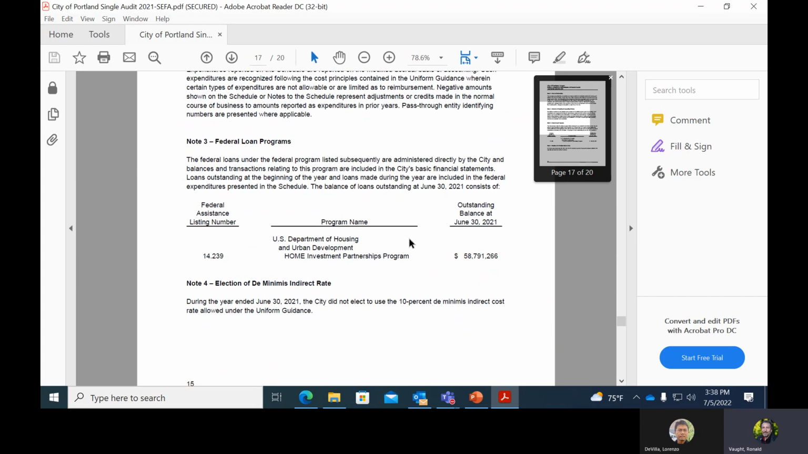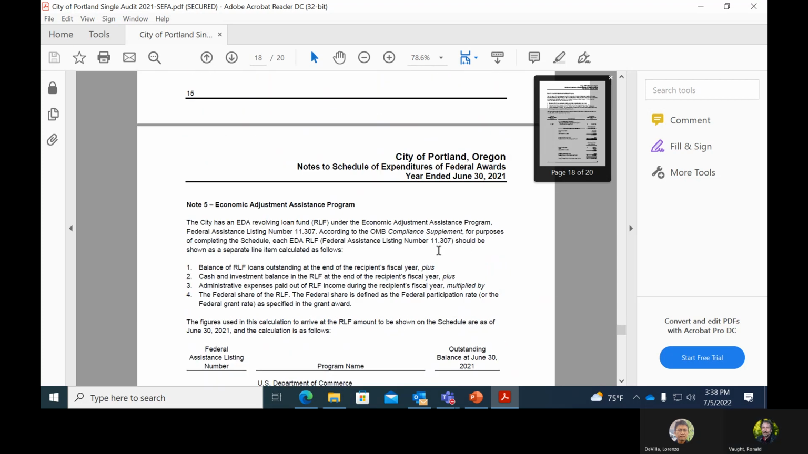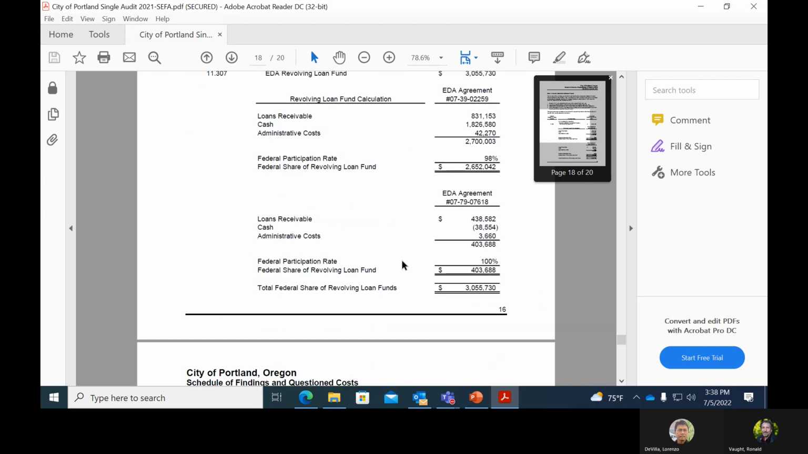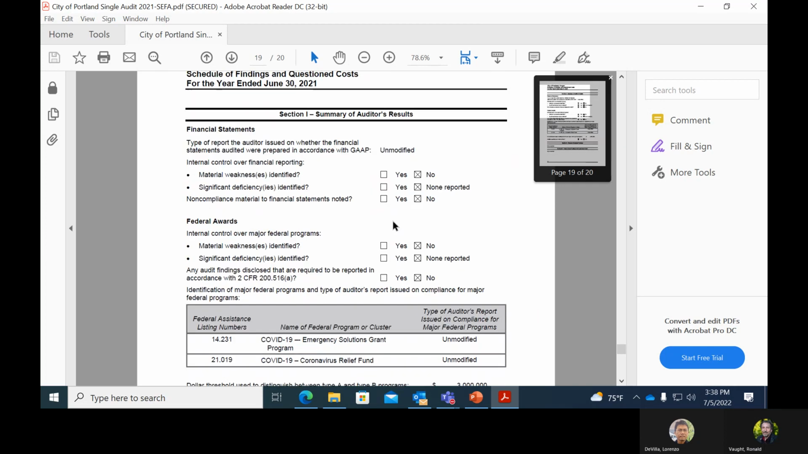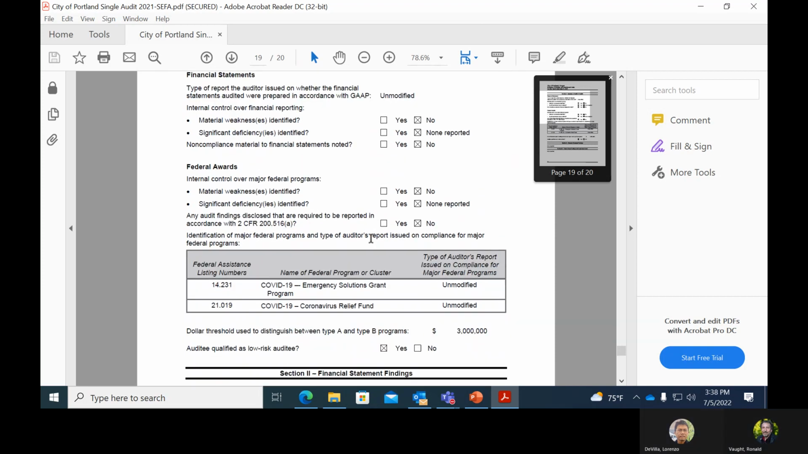And then we also have to talk about our loan programs. So this is their results. And for internal controls, they have to determine whether there are any material weaknesses and any significant deficiencies, and any non-compliance. So we're fine there. Now here it's telling you, here's your threshold, the dollar threshold used to distinguish between type A. So anything over 3 million would be a type A.